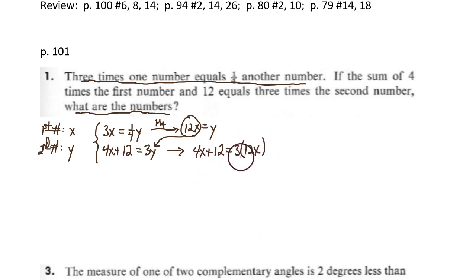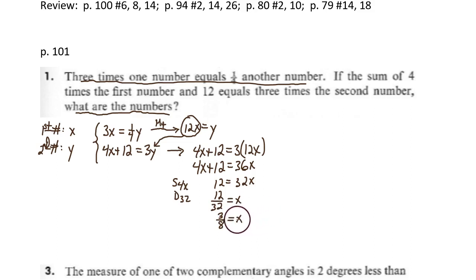Now let's solve this equation. 4x plus 12 equals 3 times 12x is 36x. Now subtract 4x from both sides. 12 equals 32x. And divide by 32. We get 12 divided by 32 is equal to x. This reduces to 3/8.